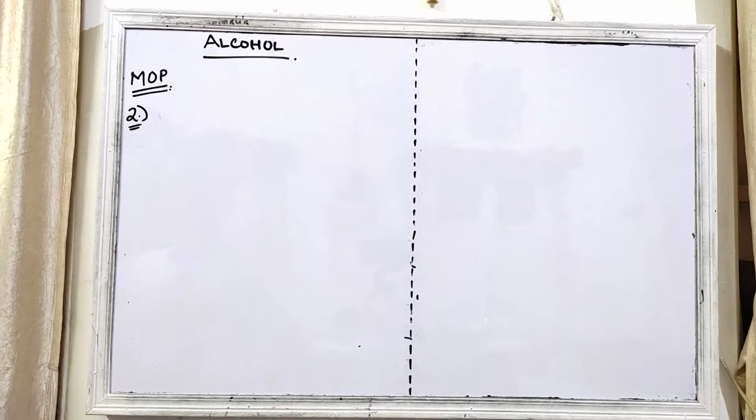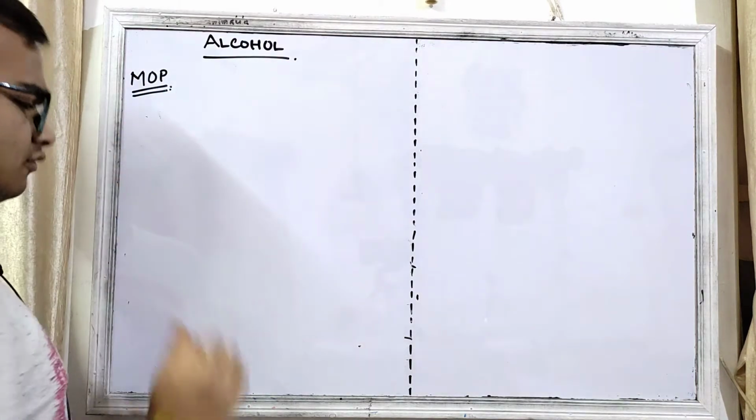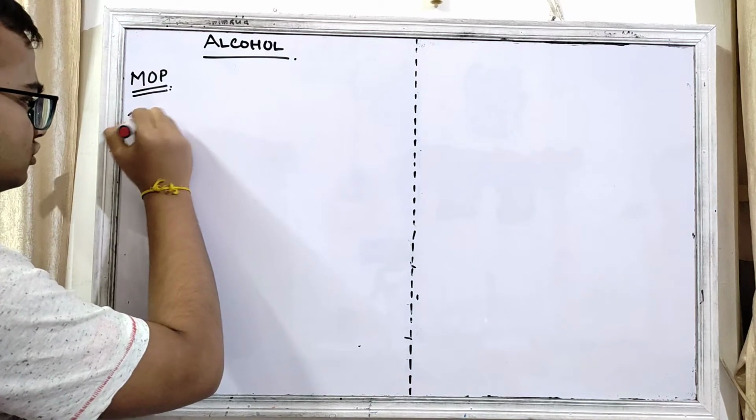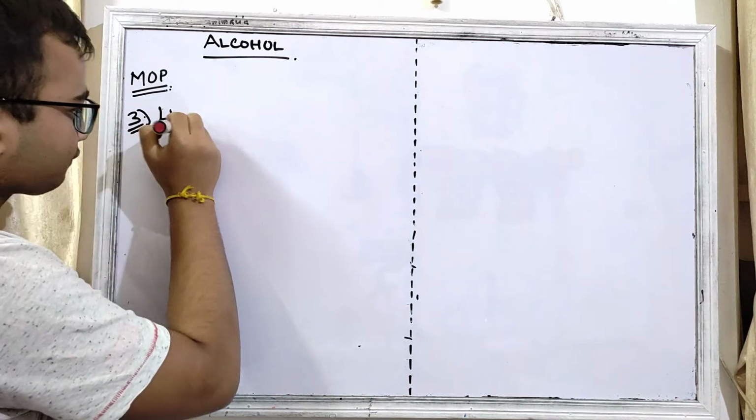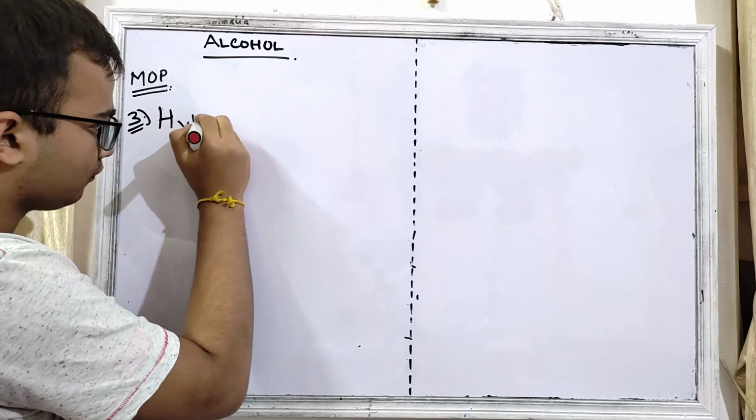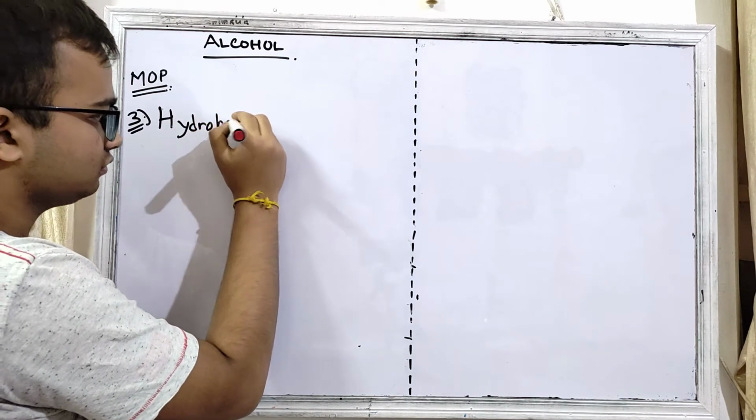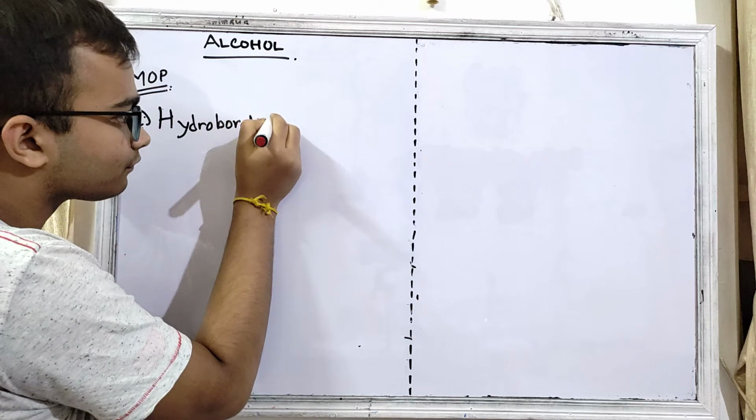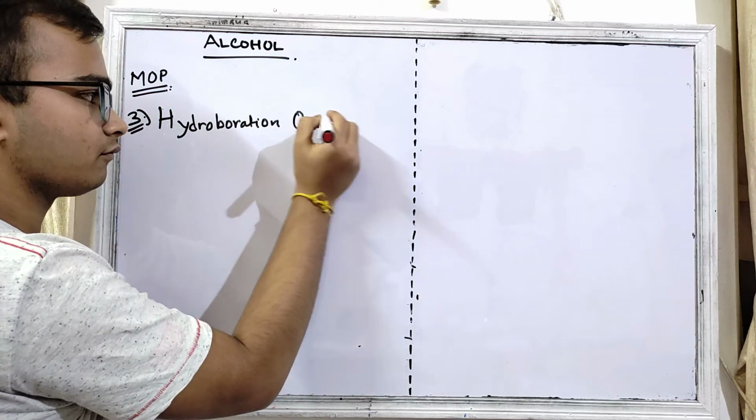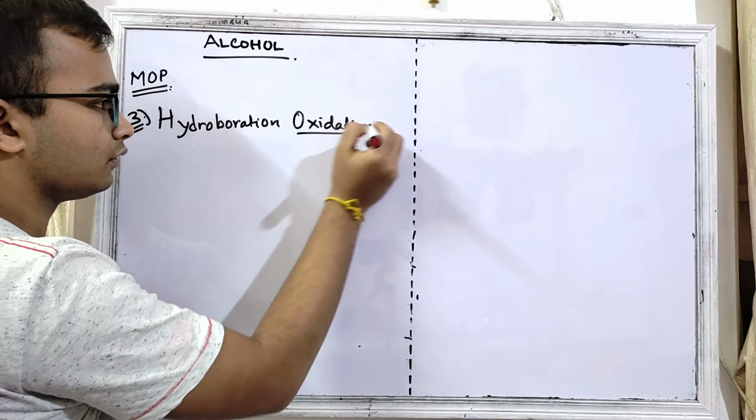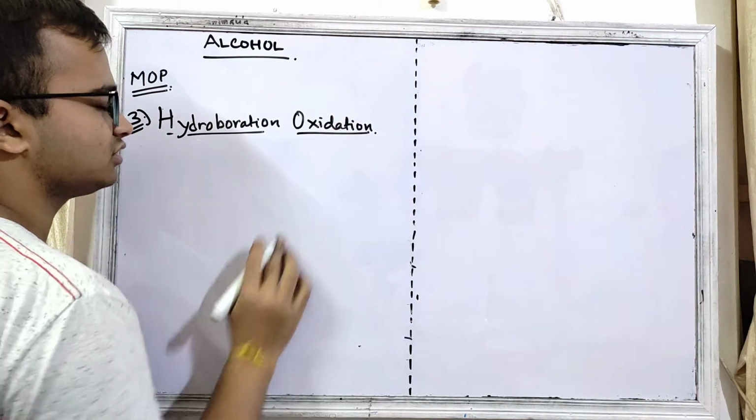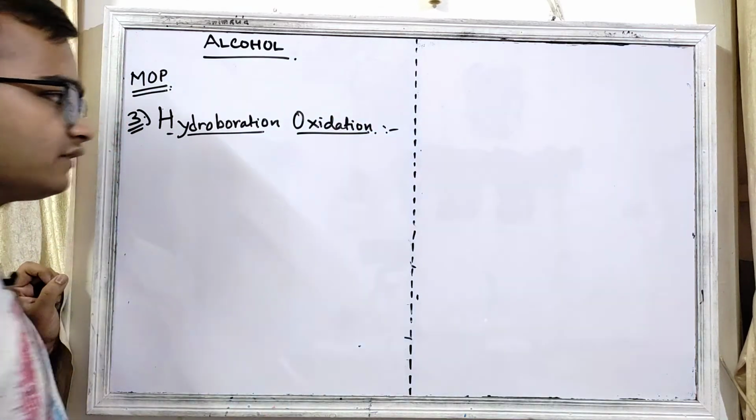Okay, so let's start. This will be number 3. We are going to do the hydroboration oxidation in the first place. Okay, so give the heading: hydroboration oxidation. Clear? We are going to follow the hydroboration oxidation process of preparation of alcohol.